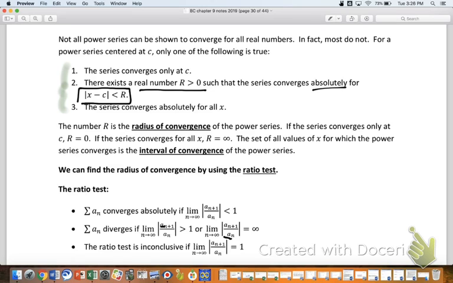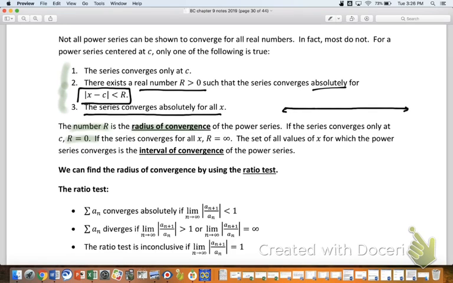And then with some of them, many of the ones we've looked at, we're going to find that the series could converge absolutely for all x. We've already looked at some of those. And so these are the three possibilities. Either the series converges right at the centering point, or converges absolutely for some particular radius, or it could be that the series converges for all x. So as I mentioned, the number r stands for the radius of convergence. If the series converges only at c, then the radius would be 0, right? We looked at this when we did our initial exploration into series.